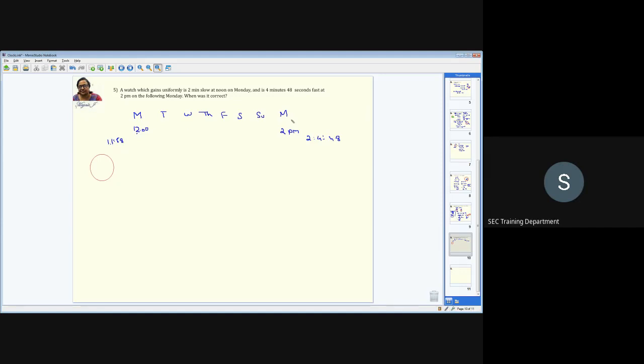So what will happen after 1 week? At 2 p.m., it has to show 1:58. If it shows 1:58, that means my clock is a perfect clock, because this is the time I have fixed. It has to show exactly 1:58 at 2 p.m. The 2 minutes will be lagging all the time. Then it is a perfect clock, right? Suppose instead of 1:58 it is showing 1:40 or something, that means it is slow. As per my logic, it has to be 1:58, but it's showing only 1:40. That means the clock is slow.